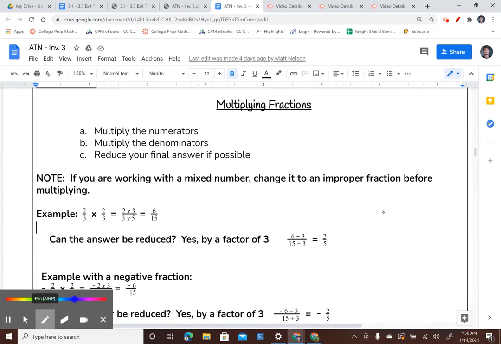It should say right here 2 over 3 multiplied by 3 over 5. So go ahead and change this to 3 over 5. And so if we have 2/3 multiplied by 3/5, we would do 2 times 3, multiply the numerators, and then 3 times 5 on the bottom. So we end up with 6 over 15. And can the answer be reduced? Yes, we can say that 3 goes into 6 2 times, and 3 goes into 15 5 times. So we can reduce it to 2 over 5.